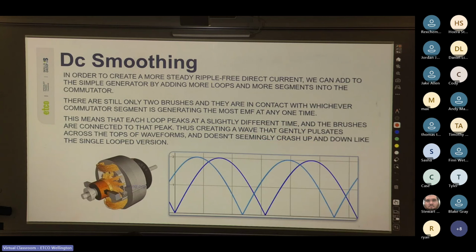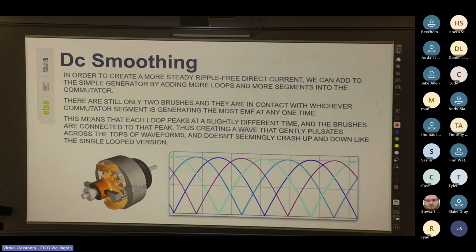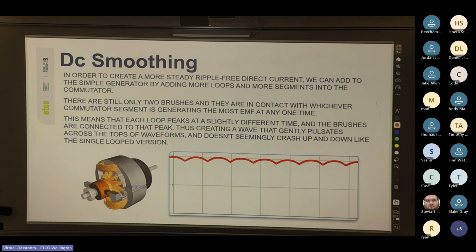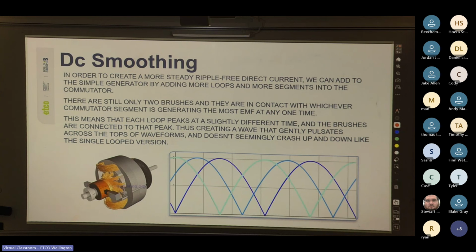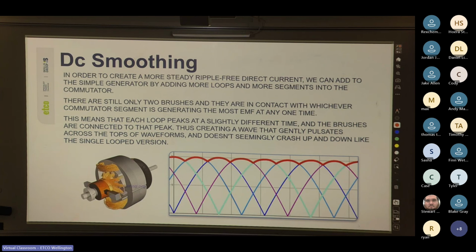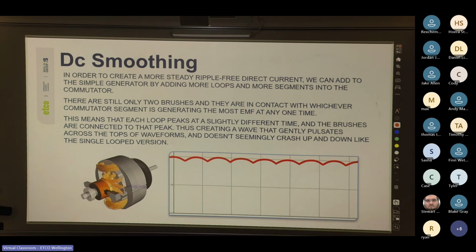But then once we have DC, we need to smooth it out. In order to get a steady, ripple-free direct current, we can add to the simple generator by adding more loops and more segments to the commutator. There are still only two brushes, and they are in contact with whichever commutator segment is generating the most EMF at any one time. It means that each loop peaks at a slightly different time and the brushes are connected to the peak, thus creating a wave that gently pulses across the tops of the waveform and doesn't seemingly crash up and down like a single loop version.